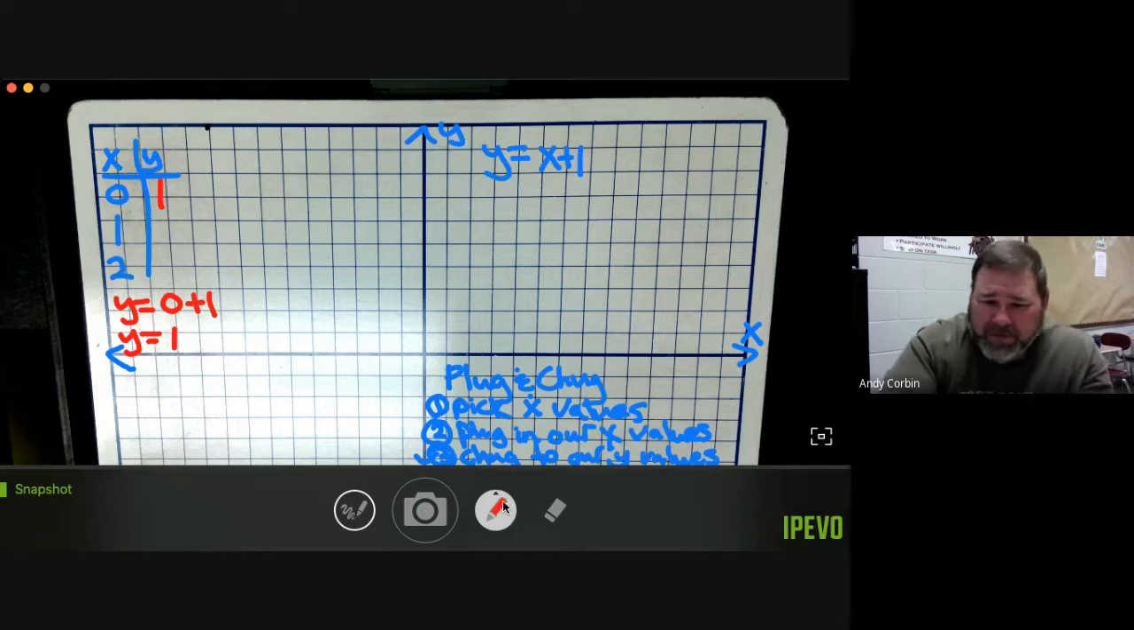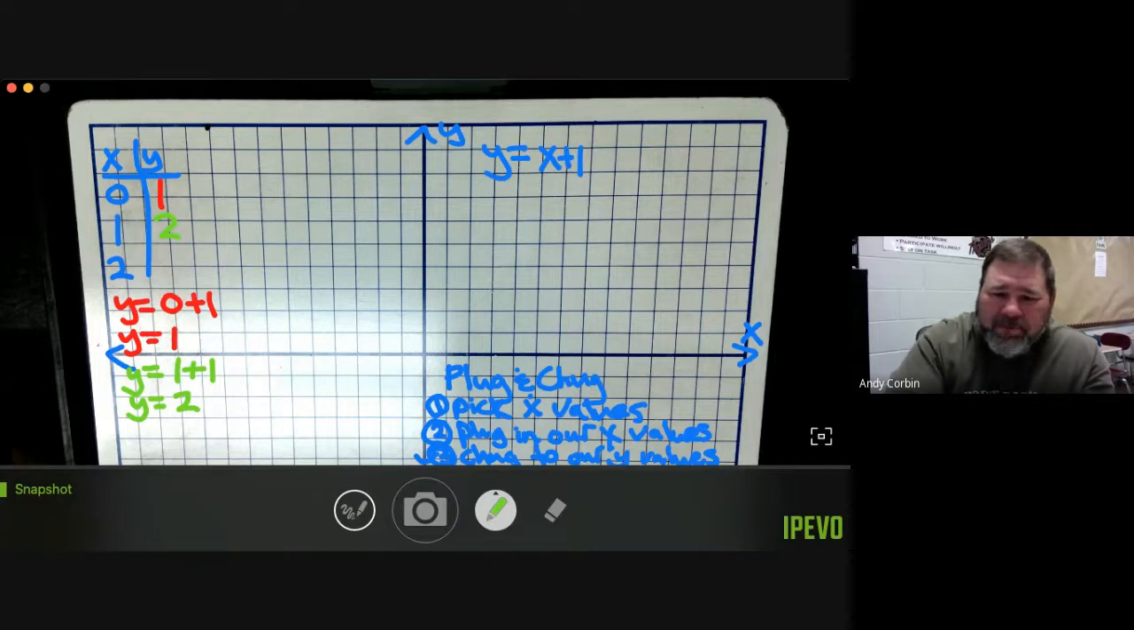So let's find another one. All right, let's do y equals, well, we're going to check 1. So everywhere there's an x, I'm going to plug in a 1. So when x equals 1, y is equal to 2. So (1, 2) is my ordered pair that is a solution. If you plugged in x is 1, y equals 2, it would satisfy that equation.